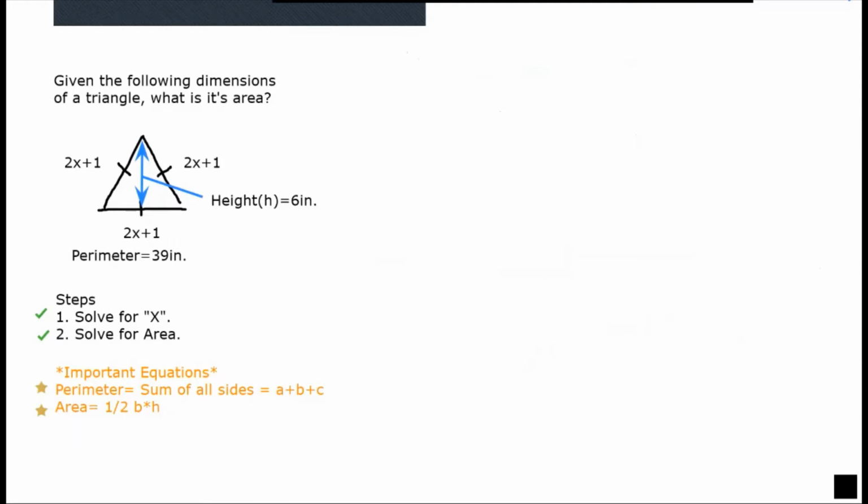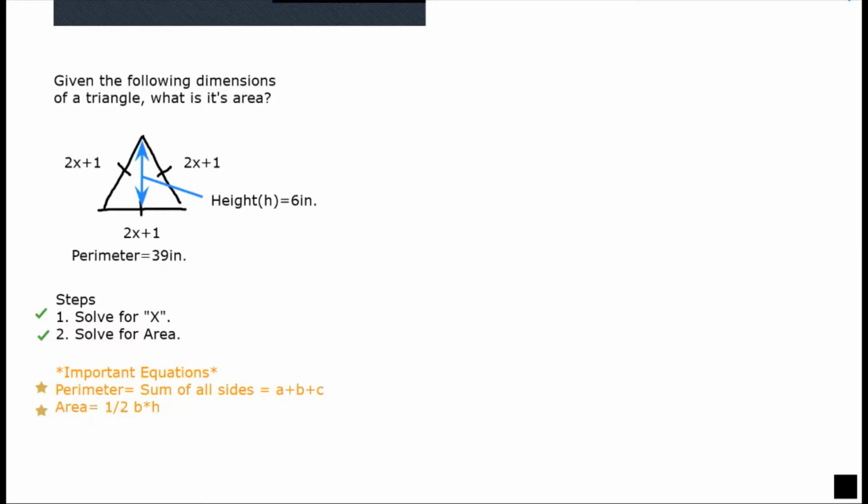Today we're going to talk about how to solve for the area of a triangle, given that its sides are in algebraic terms, or you can also say in terms of x. So let's go ahead and get started. The first thing we need to do is solve for x. How do we do this?